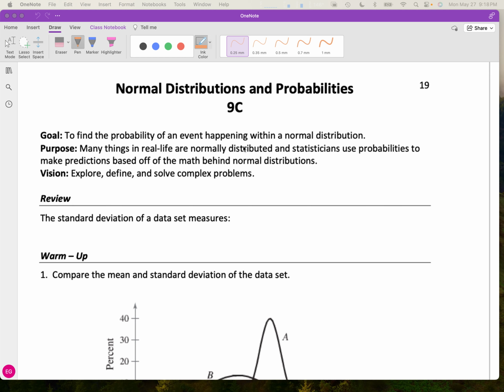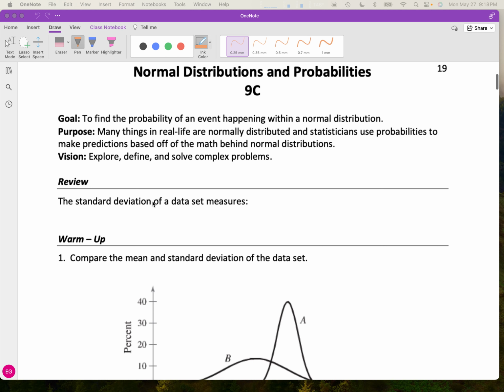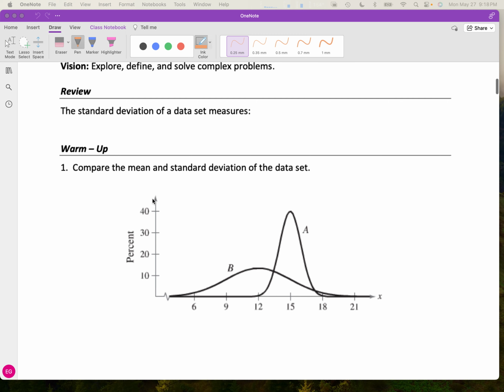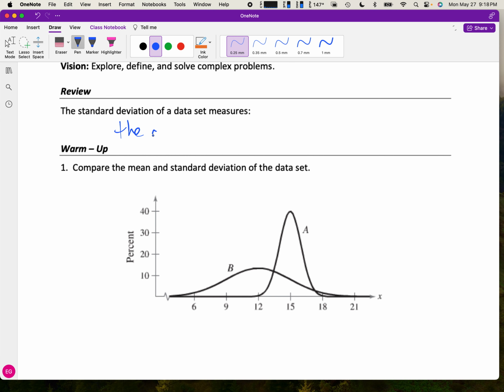All right, so we're going to start off with just a quick little review about what standard deviation is. Okay, so just as a reminder, the standard deviation of a data set measures the average distance a number is from the mean, right? So the average distance a number is from the mean.